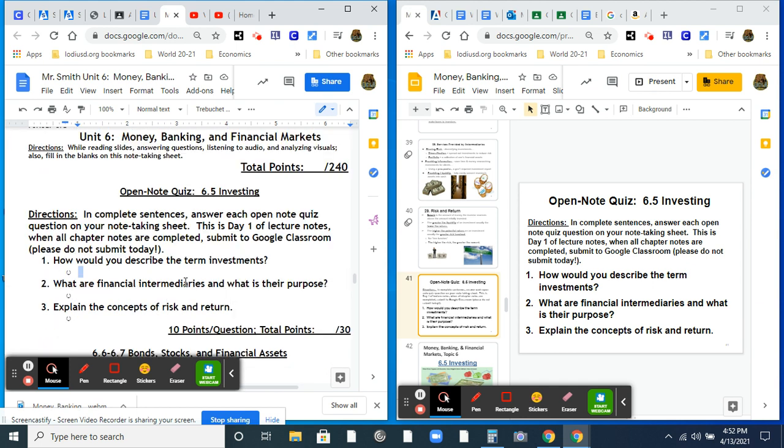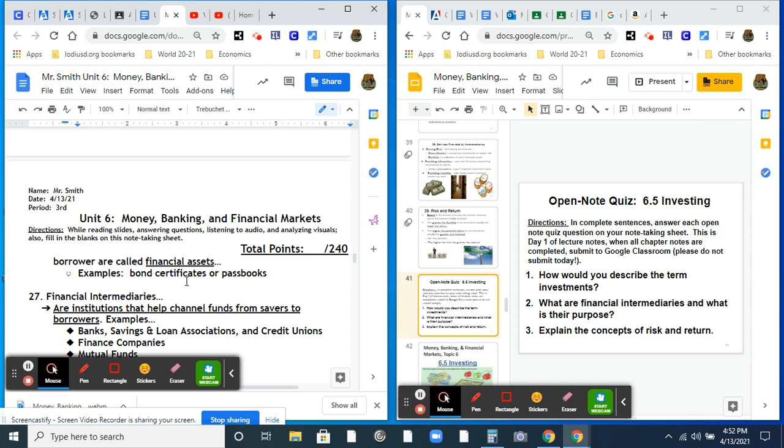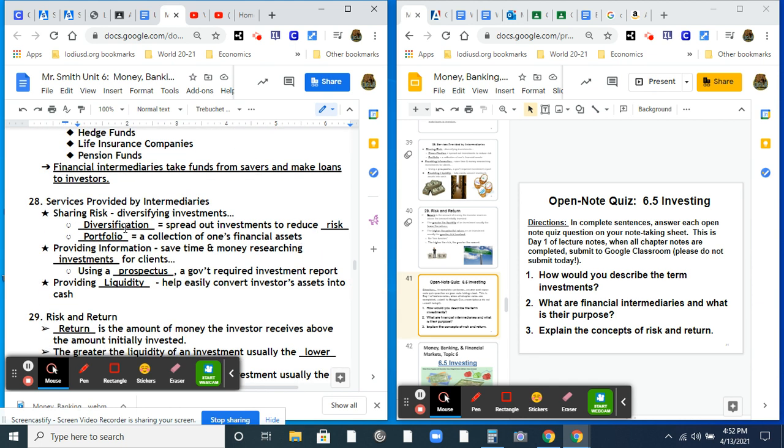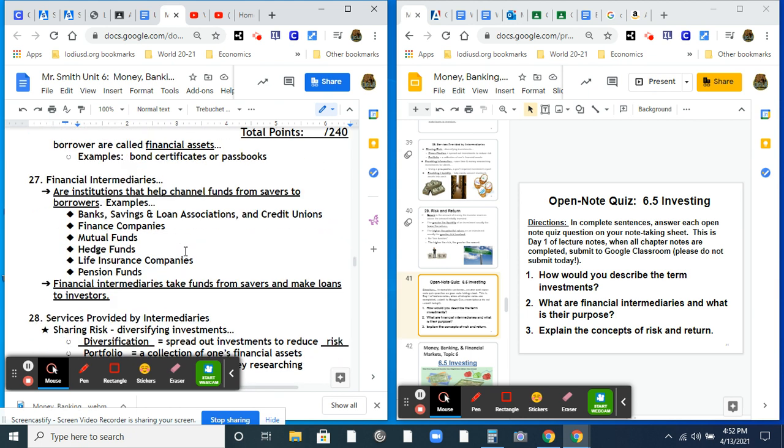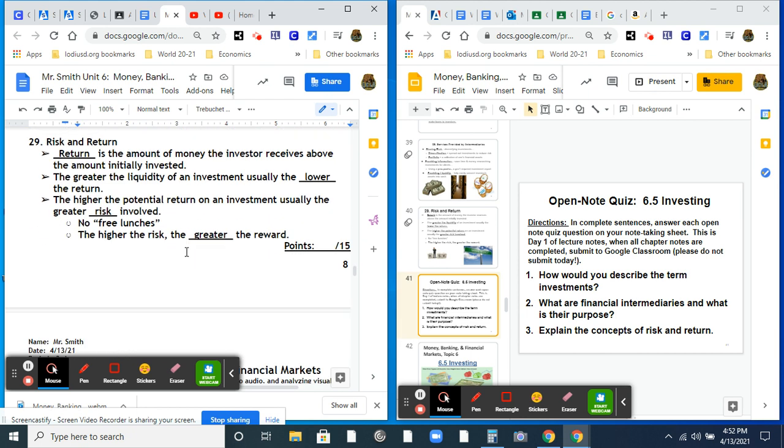Their purpose is to provide information, and they're also allowing for diversification or risk sharing and to provide liquidity from the saver to the borrower.